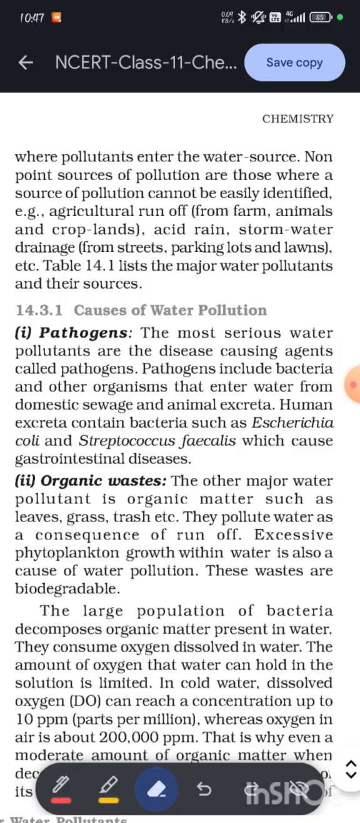Then the next topic is causes of water pollution, and the first part is pathogens. The most serious water pollutants are the disease-causing agents called pathogens. Pathogens include bacteria and other organisms that enter water from domestic sewage and animal excreta. Human excreta contain bacteria such as Escherichia coli and Streptococcus faecalis, which cause gastrointestinal disease.